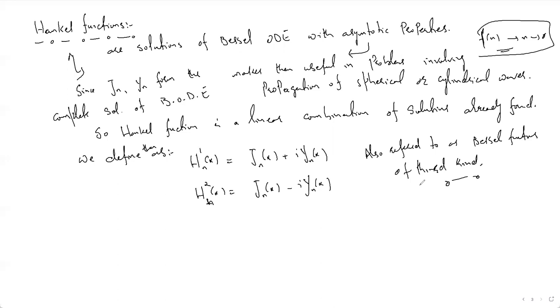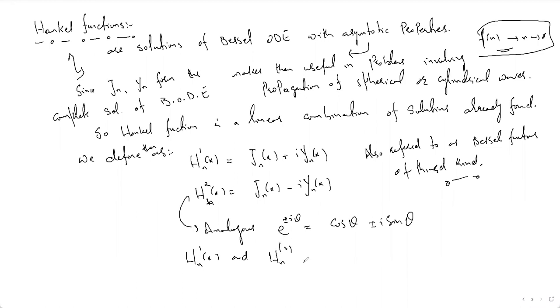So these Hankel functions are actually analogous to, you know that e raised to power plus minus iota theta is always given by cos of theta plus minus iota sine of theta. So what does it mean? It means that Hn of 1 and Hn of 2, they are just simply the complex conjugates.